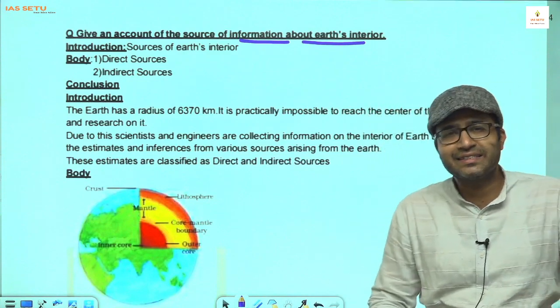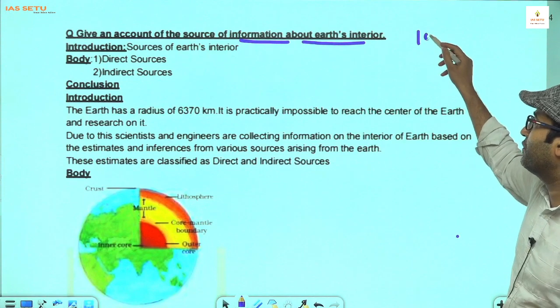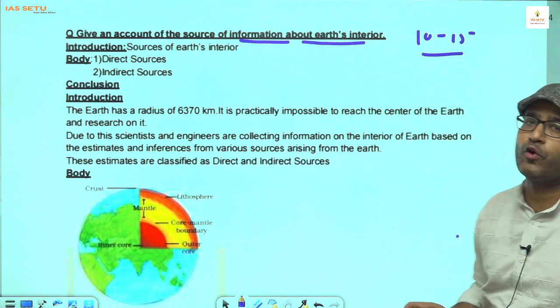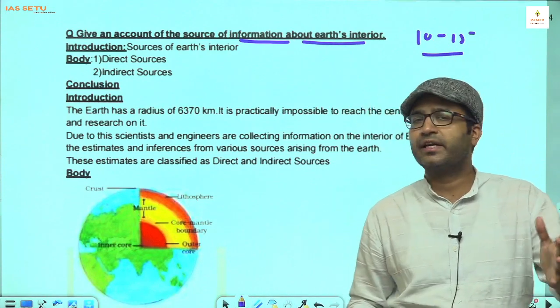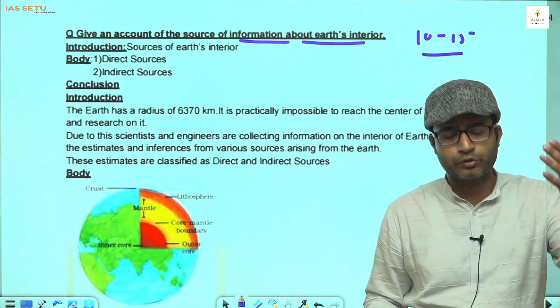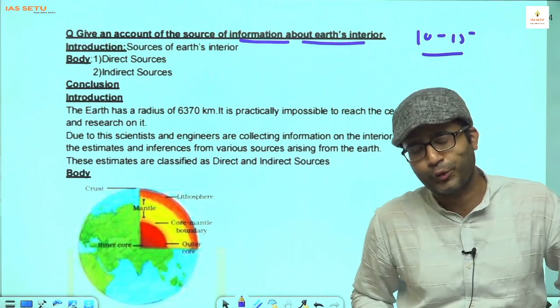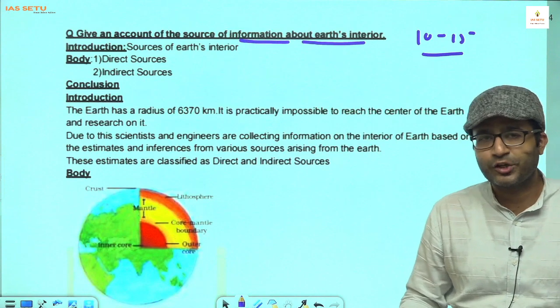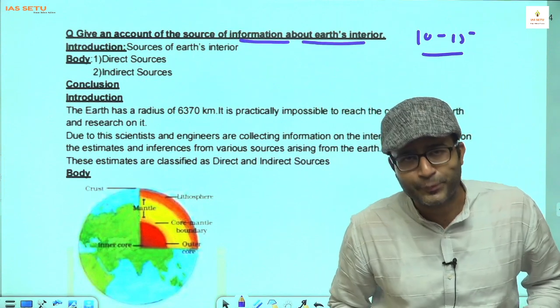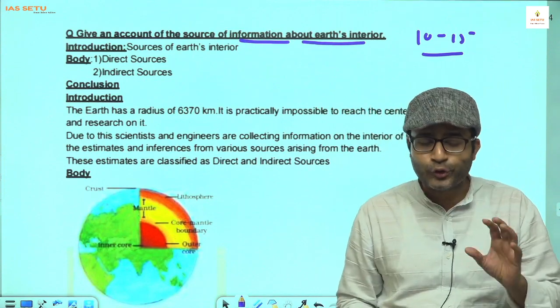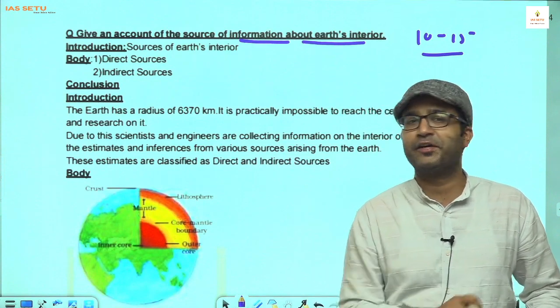So nowadays in GS we have either 10 marker or 15 marker. So there is no scope for a big introduction. There can be one line introduction and one line conclusion. Main focus has to be on the body of the answer. Since these are geography answers, diagrams play a very important role. And not only content, the presentation is very important.